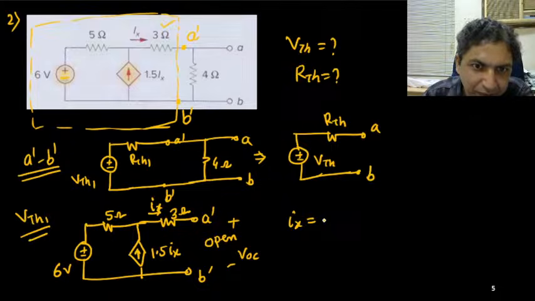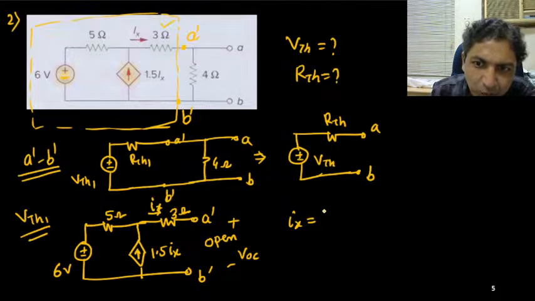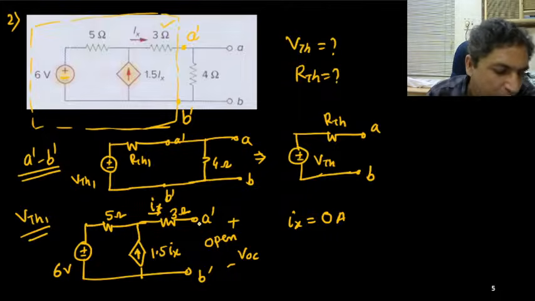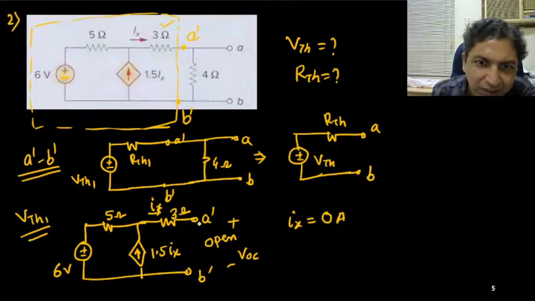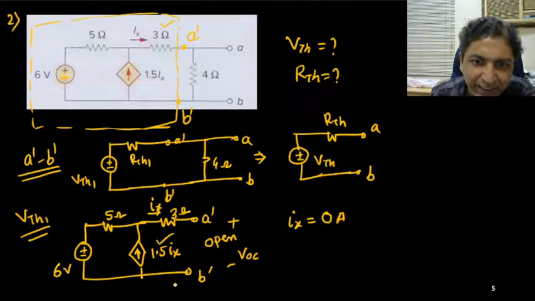Yes, VTH1 looks 6 volt. So what is Ix? If it is open circuit, obviously Ix is 0 ampere, because no current can flow in open circuit condition. Correct. If Ix is 0, this current is also 0. This is also 0. 1.5 times Ix, it is 0.